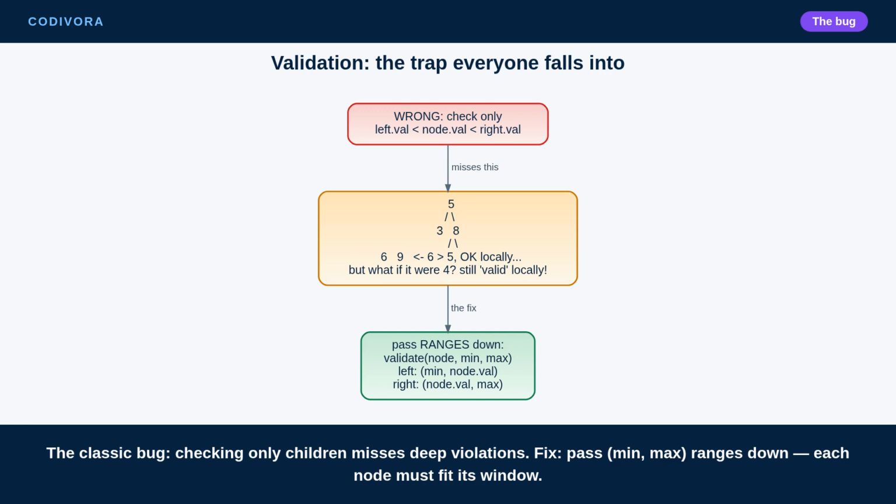Every node must fit in a window. Min to max going left, the window's max tightens to the node's value. Going right, the min tightens. Or, equivalently, the inorder must be increasing check. Either works, but the range version generalizes, and explaining why child checks fail is the real point score.